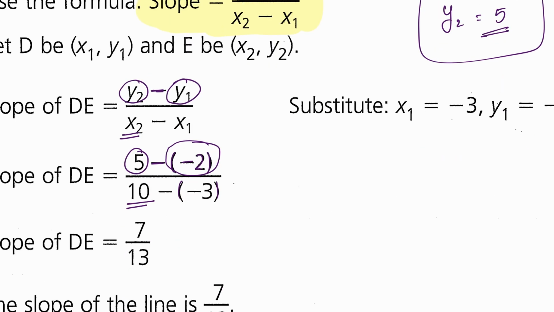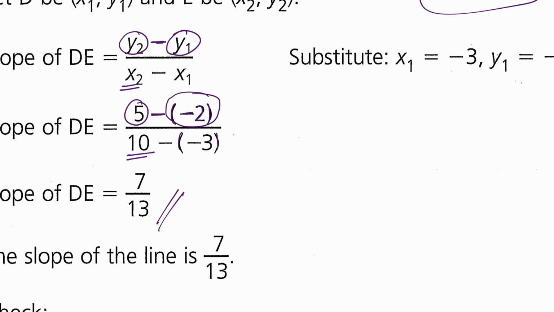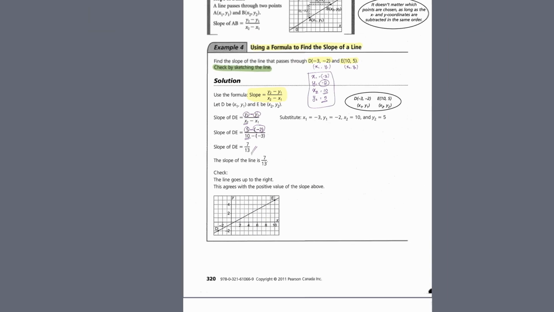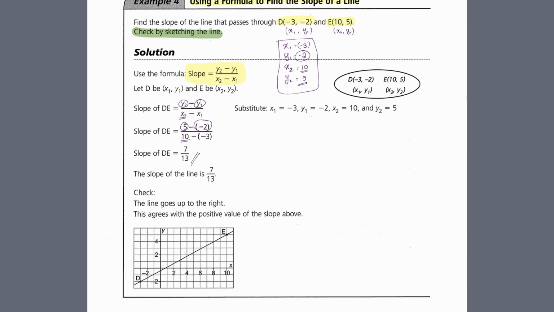Now you have to evaluate this. If you need a calculator for evaluation, that's totally fine. You can use that. So 5 minus minus 2, that is 7. And 10 minus minus 3, that is 13. So the slope of the line is 7/13.